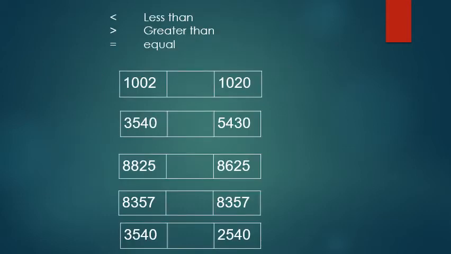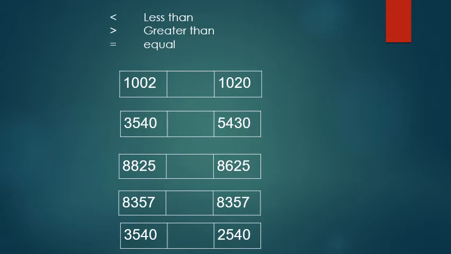This is the last question of your recall exercise. Put the sign of less than, greater than and equal. So in first question, we have to compare numbers, that is 1002 and 1020. So compare the digits from left side. Leftmost digit is 1. 1 is present in both numbers. So we have to compare 100 place digit. There is 0. 0 is also same in both numbers.